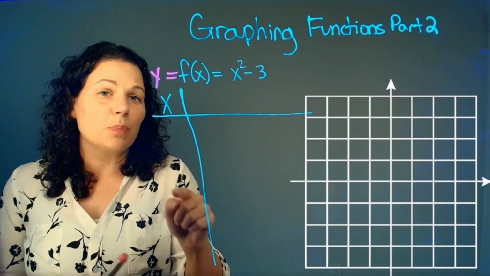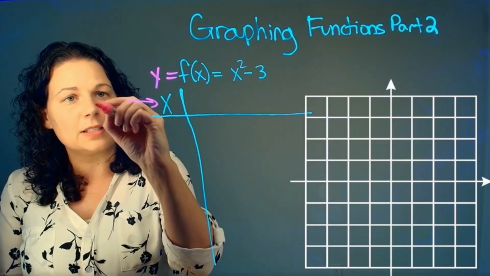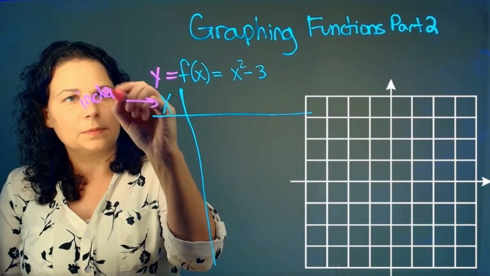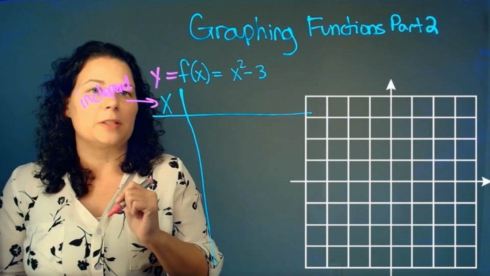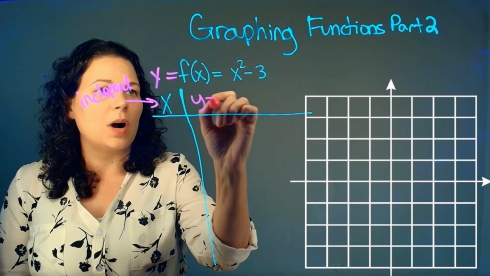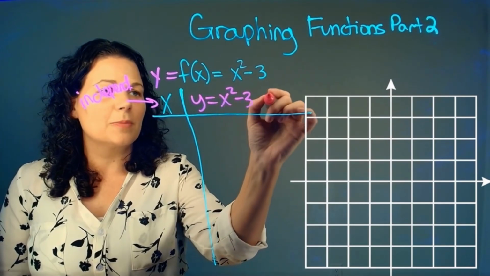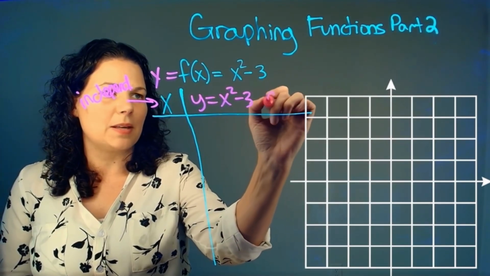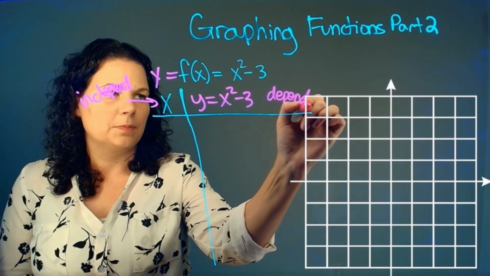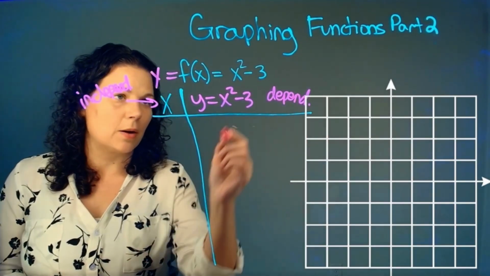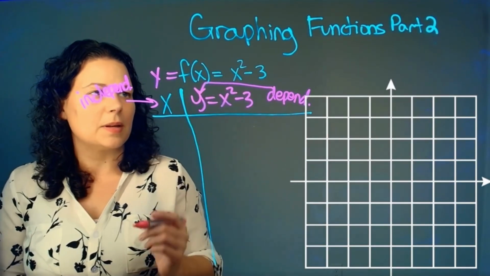So we are going to pick some x values. Remember, these are independent. And then over here, we'll get my y. And these are my dependent. Y is my dependent. Okay? And then we'll get an ordered pair from that.